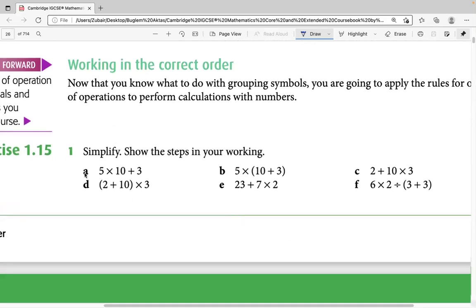Okay. Try this A part when there are no brackets. 53. Very good. E part. 37. Correct. F part. 36.